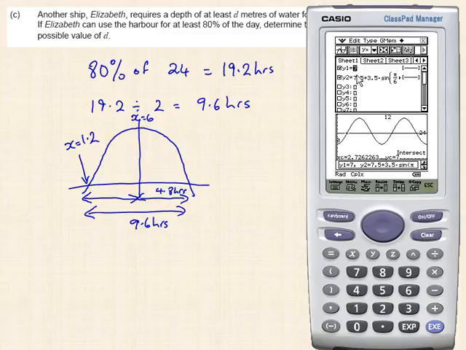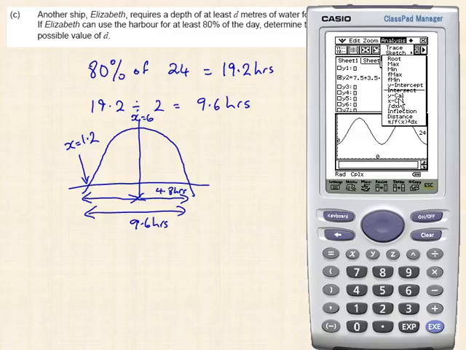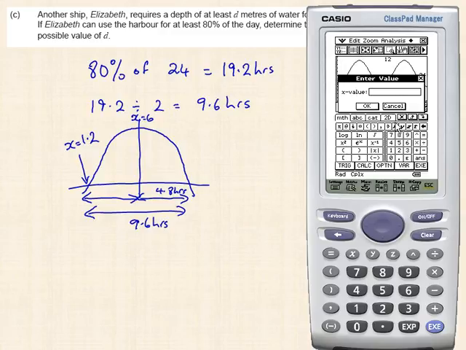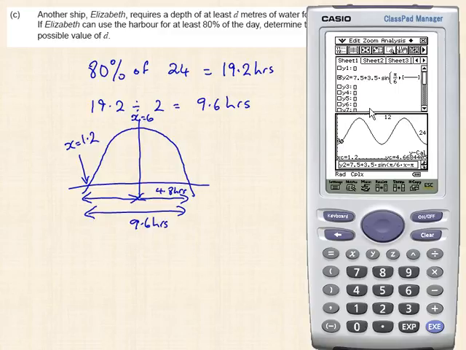Now, to save any confusion, I'm just going to get rid of this first graph from here, and let's replot so we just have this one. And then we want a y calculation when x is 1.2, and that would give us 4.67. So it's going to be 4.67 meters.